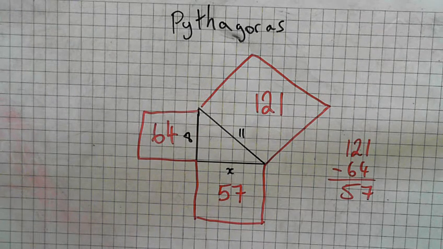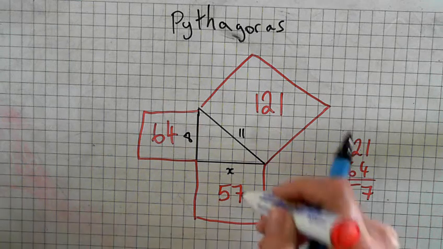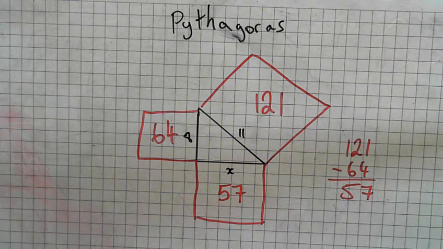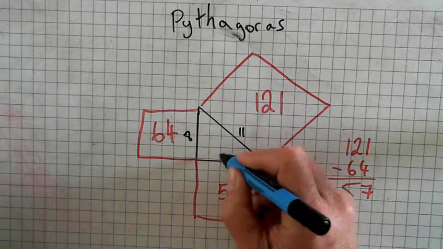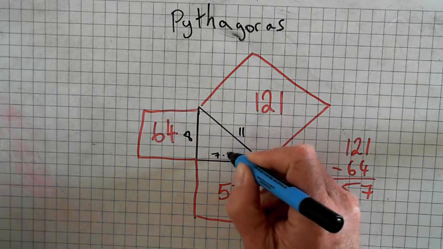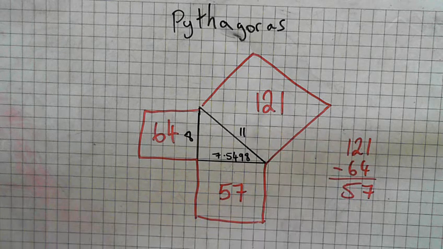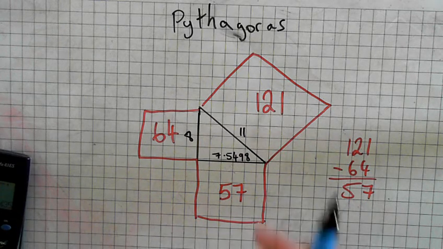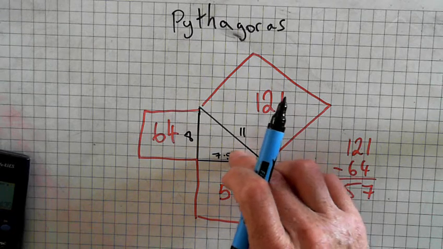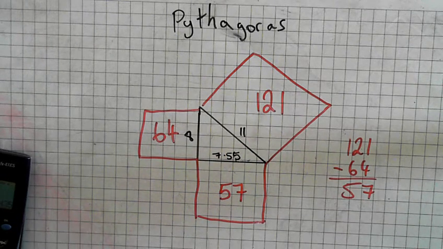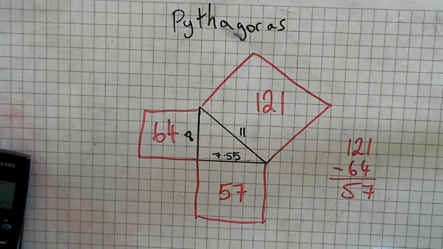So what we need to do here is get the square root of 57, since the area of this is 57. To get the length of this side, we get the square root of 57. And the length of this side is 7.5498. And if you round it to 2 decimal places, 7.55. Do you understand that? Yeah.